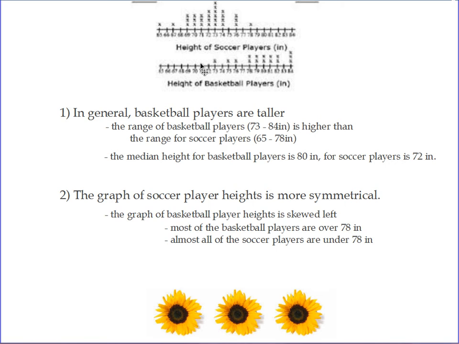But we can notice that most of the basketball players are over 78 inches tall. We only have 3 players in that skewed arm of our graph that are actually less than 78, and those might be outliers, right? So most of our players are taller than 78 inches, and all of our soccer players were 78 inches or less. So almost all of the soccer players were less than 78 inches tall, where most of our basketball players were actually taller than 78 inches, and that's a great way to compare.